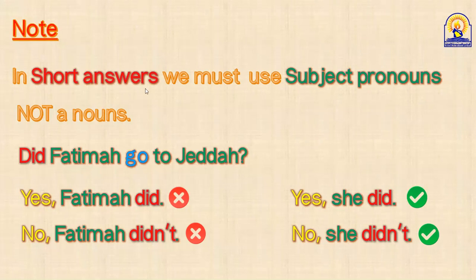In short answer, we must use a subject pronoun, not a noun. Here it's not nouns. Delete A, okay, this is a spelling mistake. In short answers, guys, we must use subject pronouns like he, she, it, we, you, they, not nouns, not names. Okay, Abdulaziz, don't make this mistake again. Well, another note, and it's useful for you.